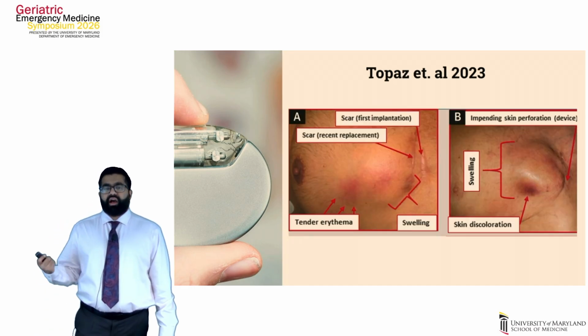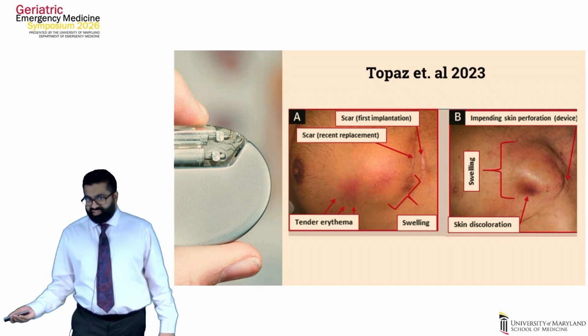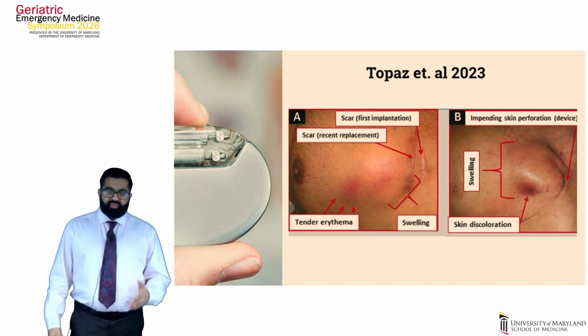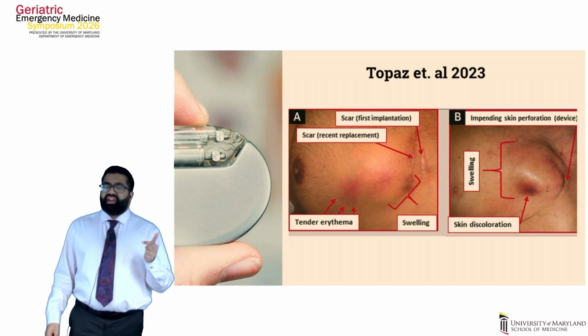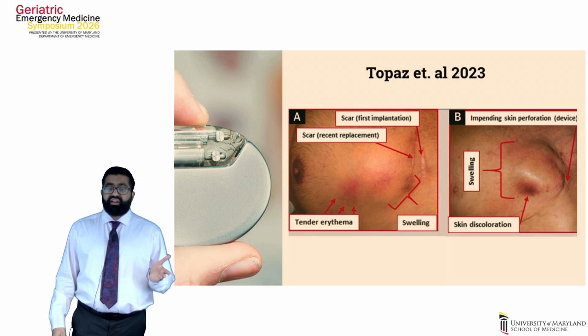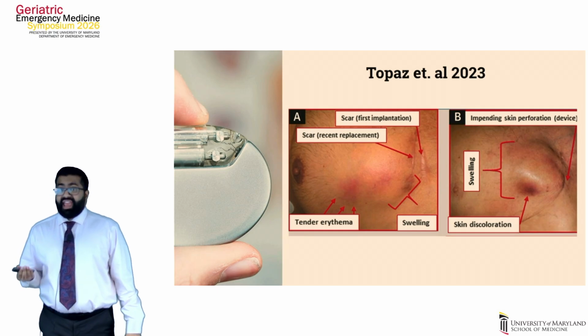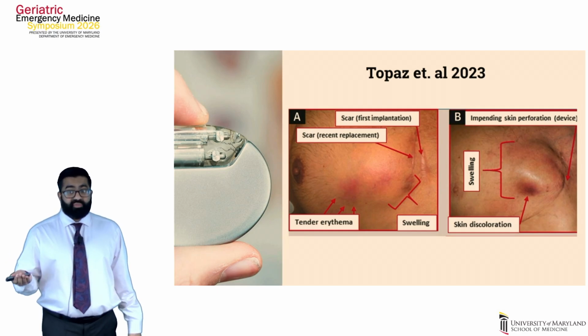We can take a look at a couple other examples. Some of these are pretty subtle, others not so much. We can see here just a little bit of erythema. This is a developing pocket infection. It can be very subtle as just tenderness and erythema. Of course, if the device is tenting the skin, that's an impending perforation.